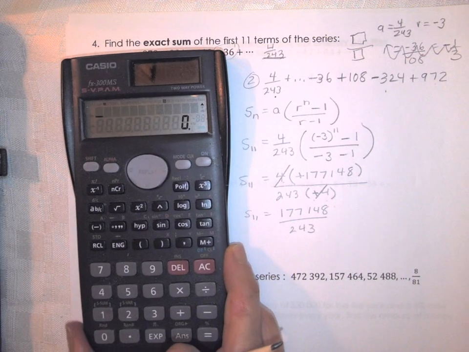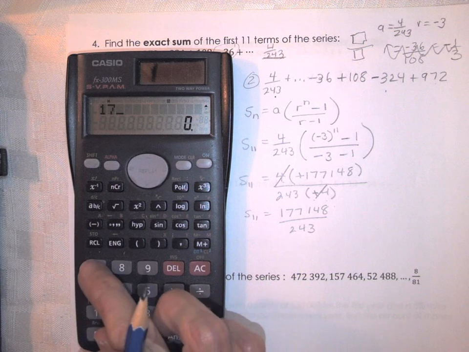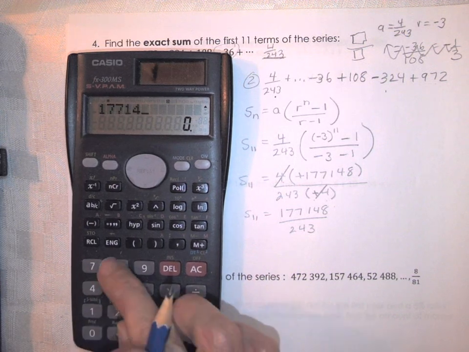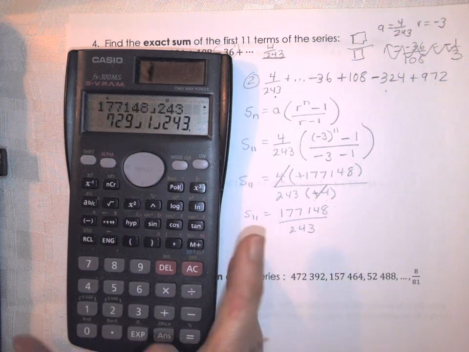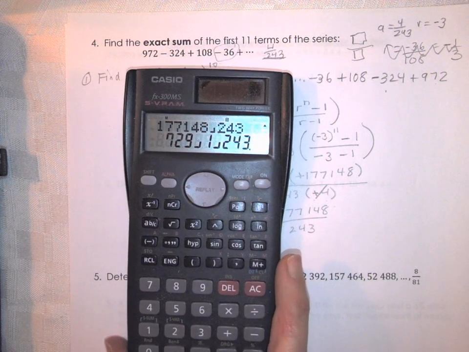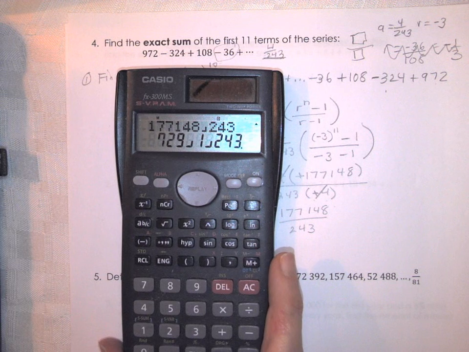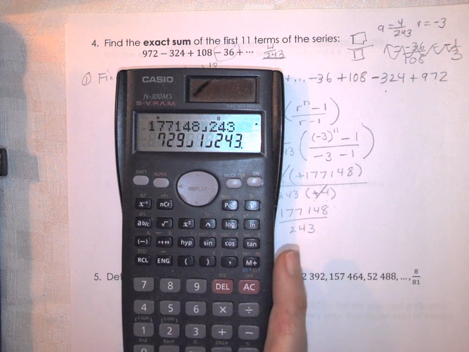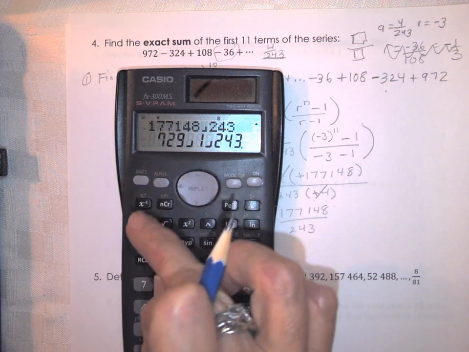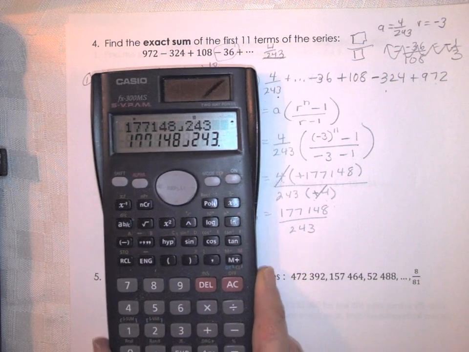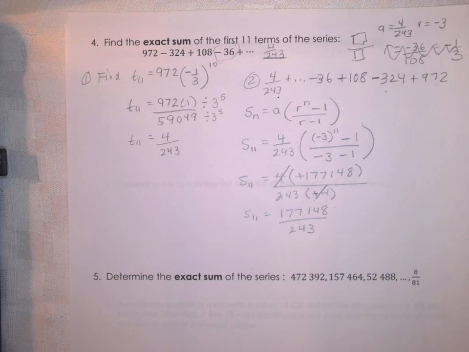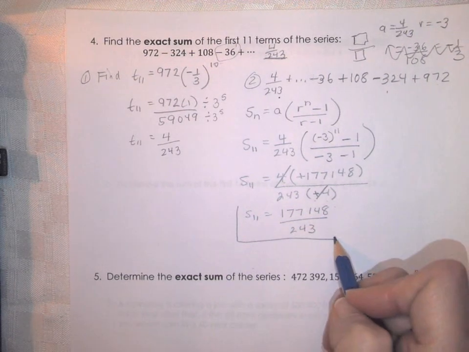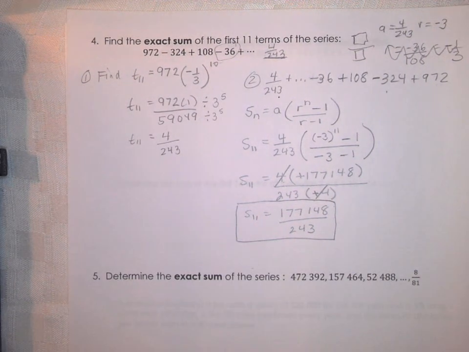And I can check with my ABC button whether that's going to reduce or not. So I can type in 177,148 over 243, and that gives me a mixed number, 729 and 1 243rds. But if I want that as an improper fraction, I just hit Shift and my fraction button again, and you can see that it's the exact same fraction, so it can't be reduced. So this is the exact sum of the first 11 terms of that series. And we can see what that is approximately.